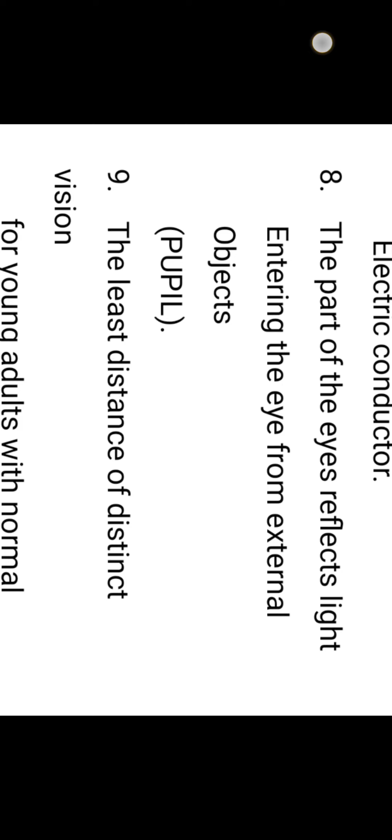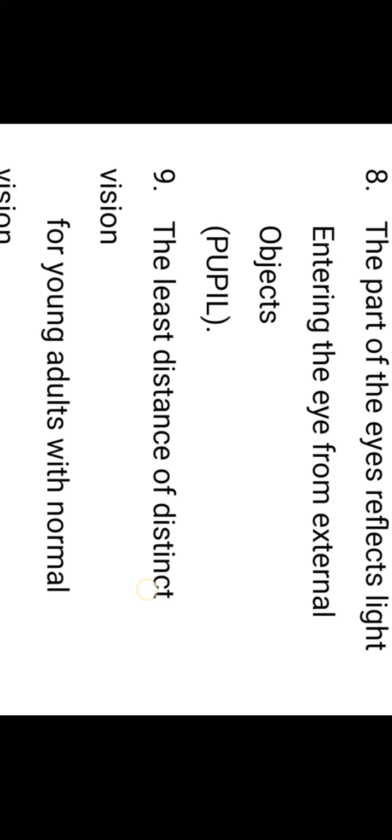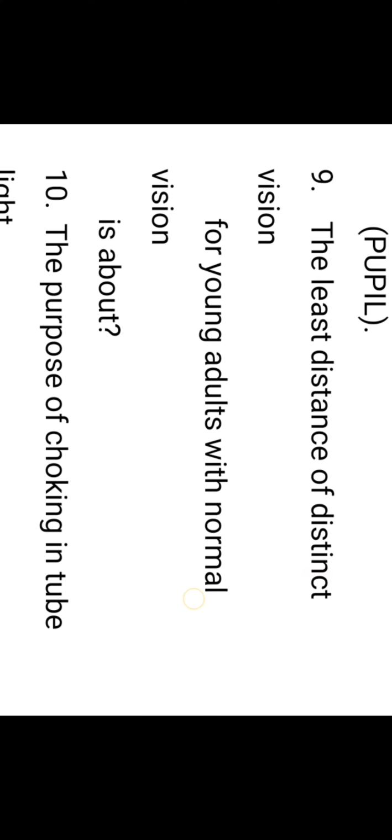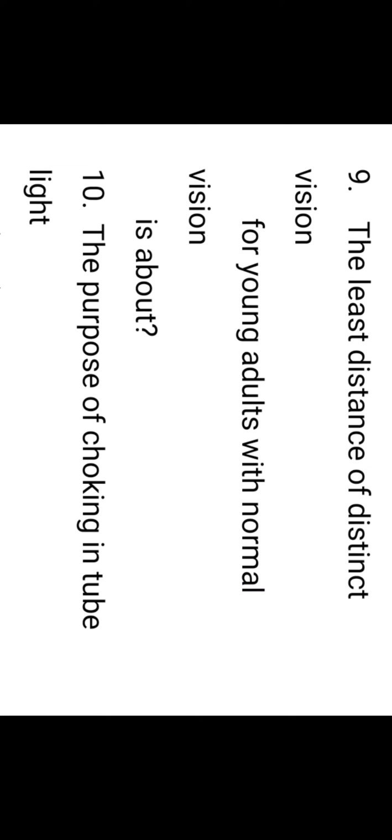Another important point: how many hours before must the cornea be donated? We have to inform the eye donation hospital. If a man dies, the cornea must be removed within 3 hours. The next question: the least distance of distinct vision for a young adult with normal vision is about 25 centimeters. They must maintain a distance of 25 centimeters.